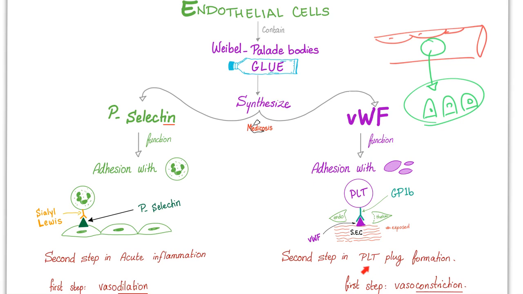Okay, on the other hand, in platelet plug formation, you need to vasoconstrict. Awesome. And then they will adhere. What do you mean by they? The Weibel-Palade body, which is the glue secreted by your endothelial cells, and the megakaryocytes' platelets. And the receptor is called the GP1B.